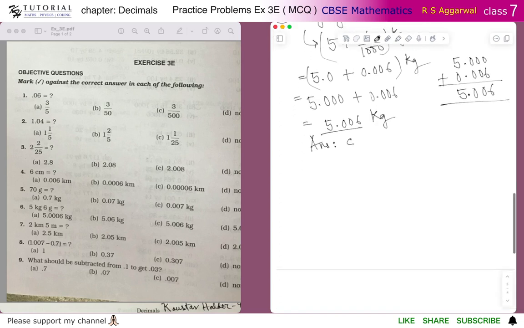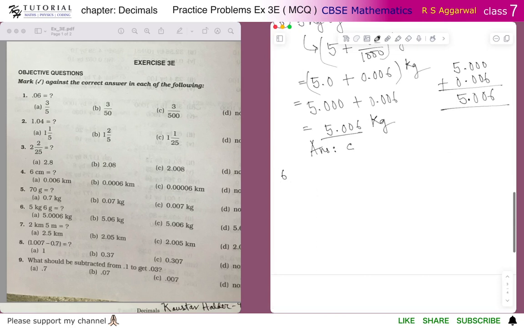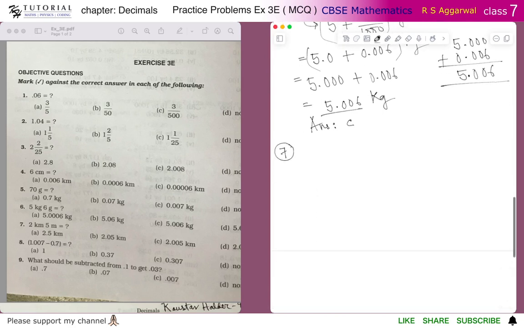Okay, let's do problem number 6. It says 5. No, we have to do problem number 7. It is asking to convert 2 kilometer 5 meter to kilometer. So 2 kilometer and 5 meter equals 2 plus 5 meter, which is 5 by 1000 kilometer.